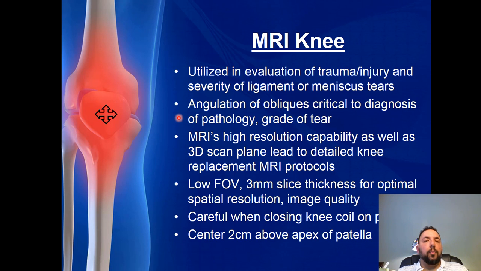So going on to the knee, and I hope that makes sense to you. Going on into the knee, one of the most common MRs that we're going to do, utilized in the evaluation of trauma or injury, the severity of ligament or meniscus tears. Angulation of the obliques is critical to diagnosis of pathology and the grade of tear. We use a high-resolution scan plane, 3D scan planes for knee replacement protocols, a small field of view, 3 thick, which gives us good spatial resolution and image quality.